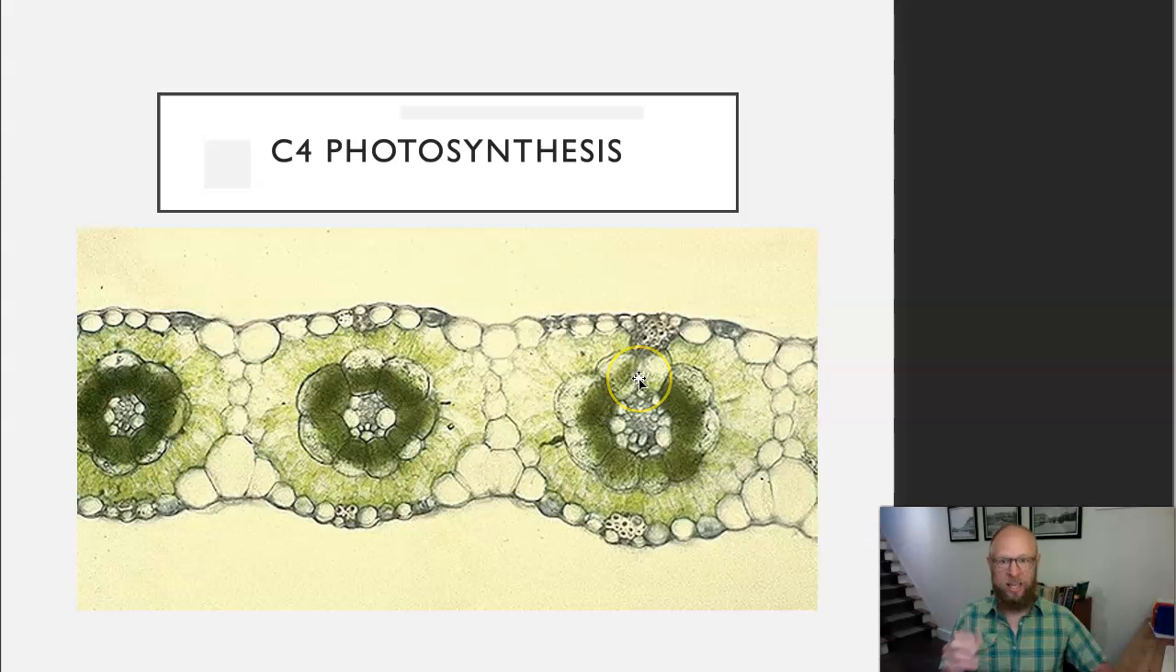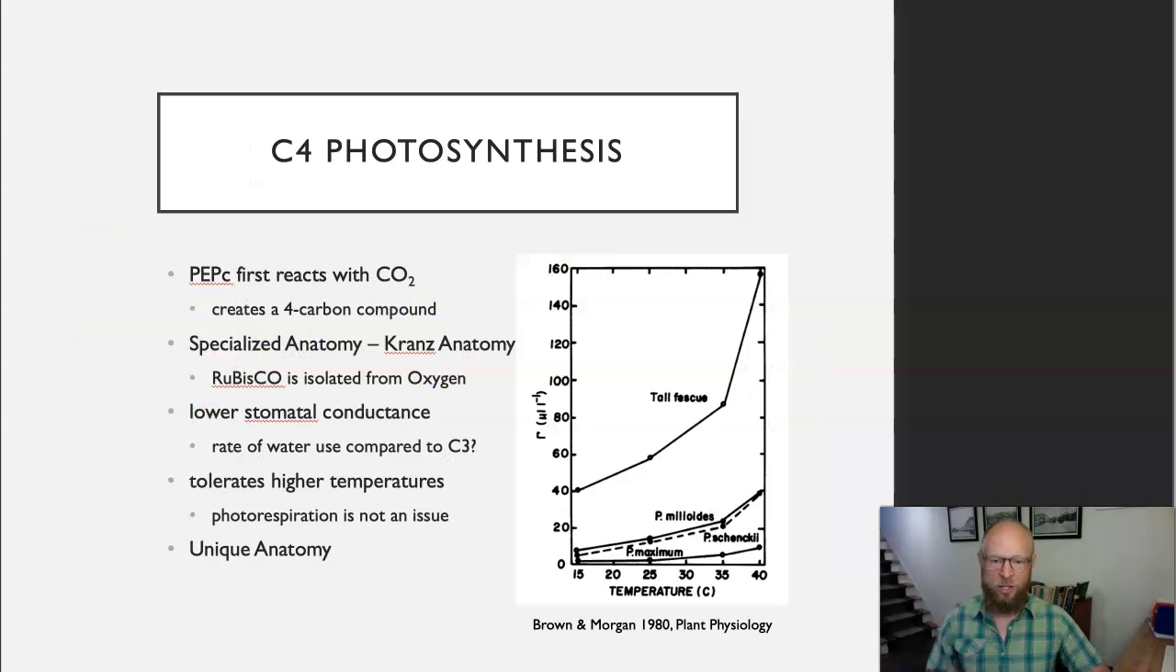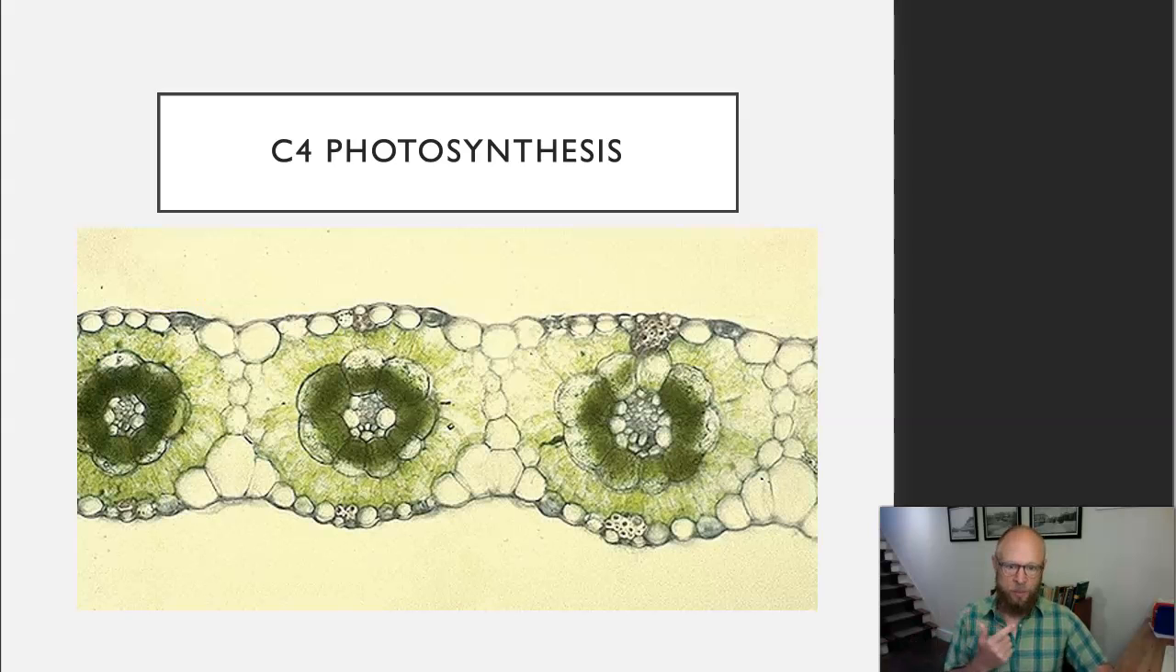So in order to get that CO2 and the rubisco together, C4 plants utilize a different enzyme. All plants have this enzyme called PEP carboxylase. Turns out C4 plants just use it a little bit differently. So in a C4 plant, PEP carboxylase is out here in these cells. It reacts with carbon first and then moves that carbon into the bundle sheath cells and hands it off to rubisco, where rubisco grabs it and then can continue on with photosynthesis.